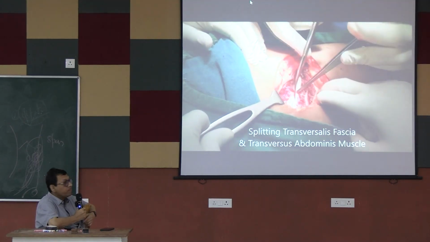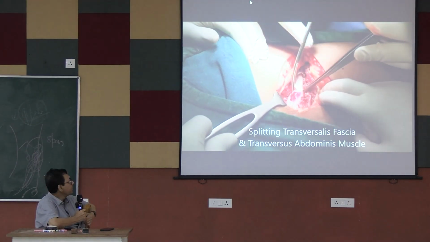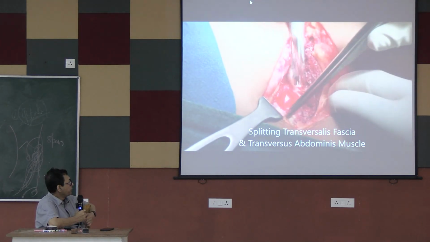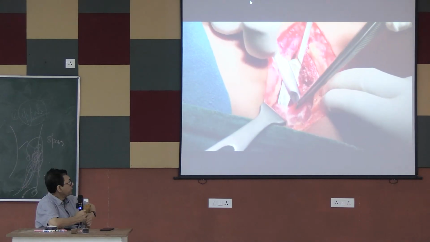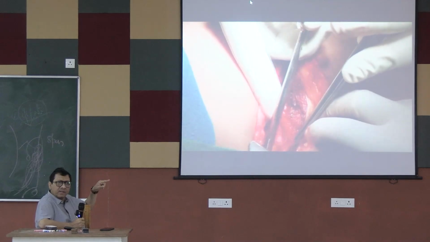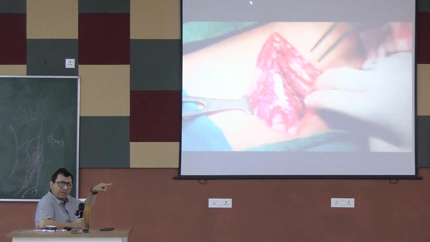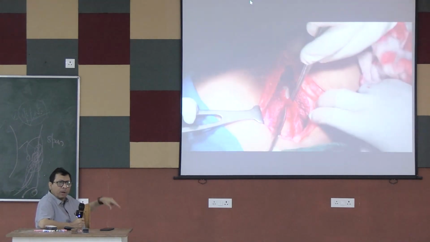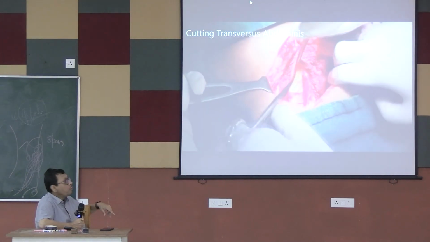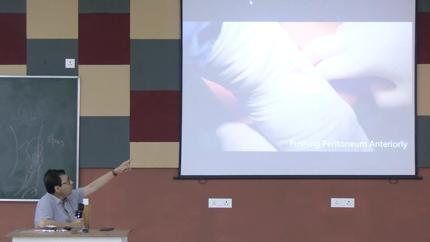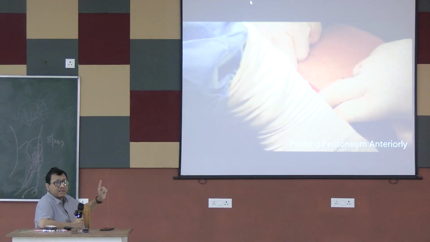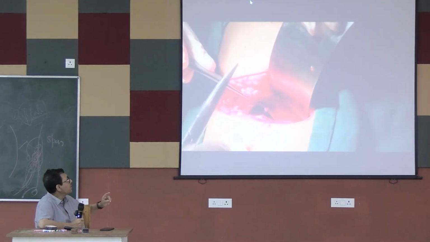Transversus abdominis, we split the transversus abdominis. You remember, these are the steps of the surgery. We cut external oblique, internal oblique, we split the transversus abdominis, dorsolumbar fascia, and we reach the retroperitoneum. See, the fat which is popping out is the retroperitoneal fat. This is the indicator that you are in the right place.